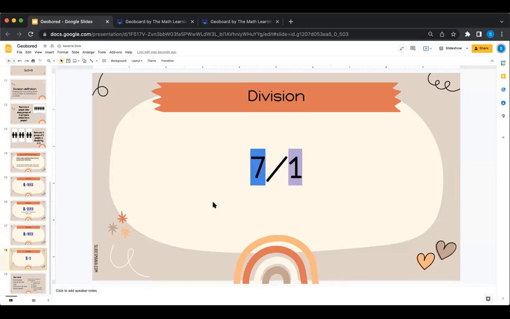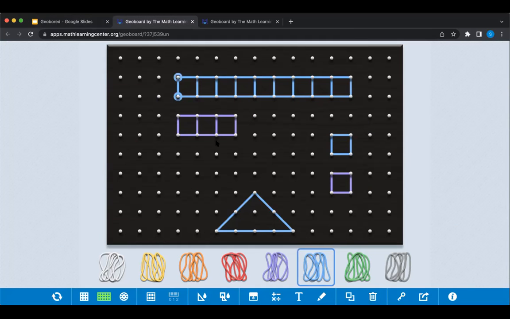Okay, on your own now, I'm going to have you do this last problem. So if we have 7 blue squares and 1 purple square, so we're at 9 blue squares, how many do we need to take away or subtract to get to 7? 2. Good job. So we have 7 blue squares and 1 purple square. How many times does this 1 purple square fit into these 7 blue squares? Let's count in your heads though, so everybody try it on their own.